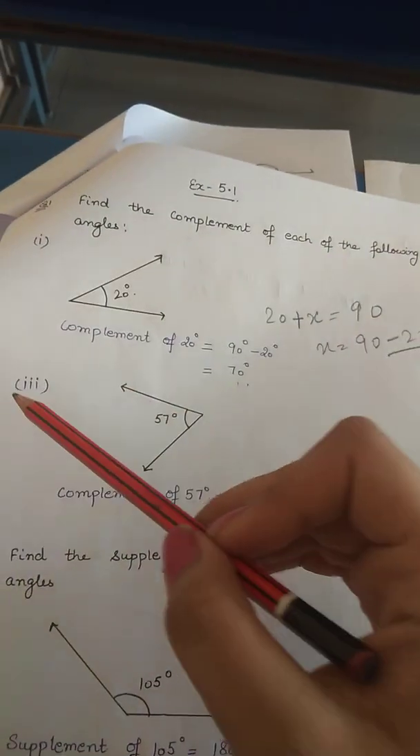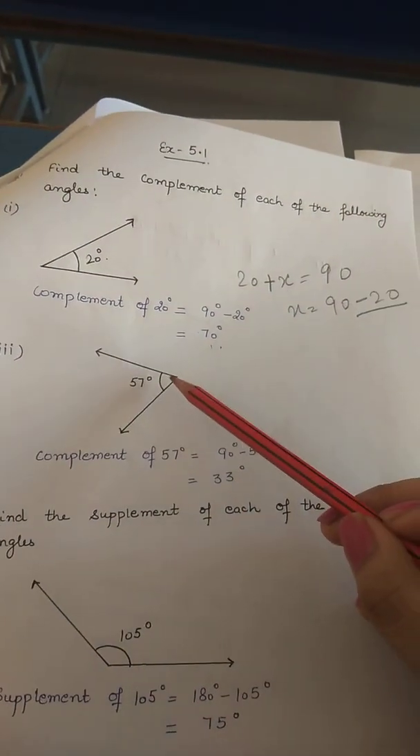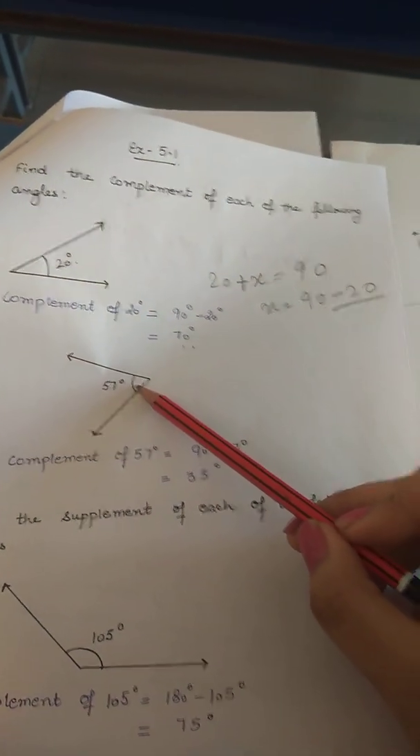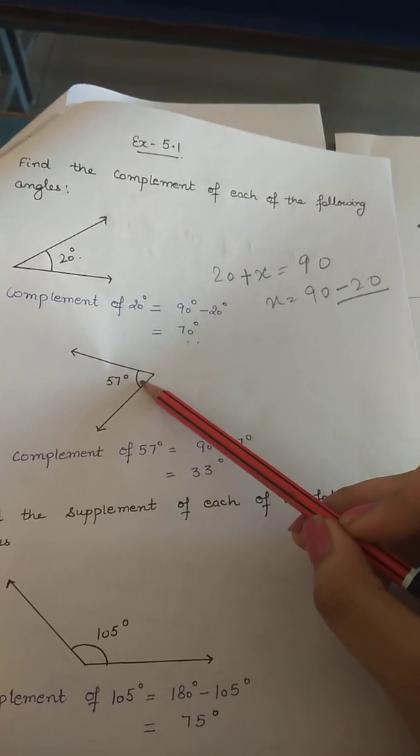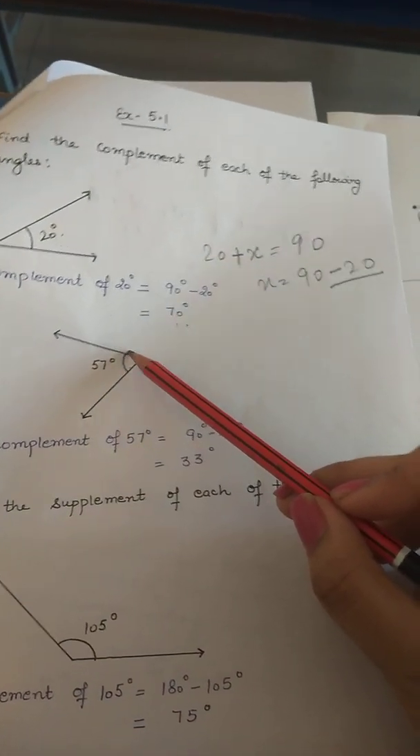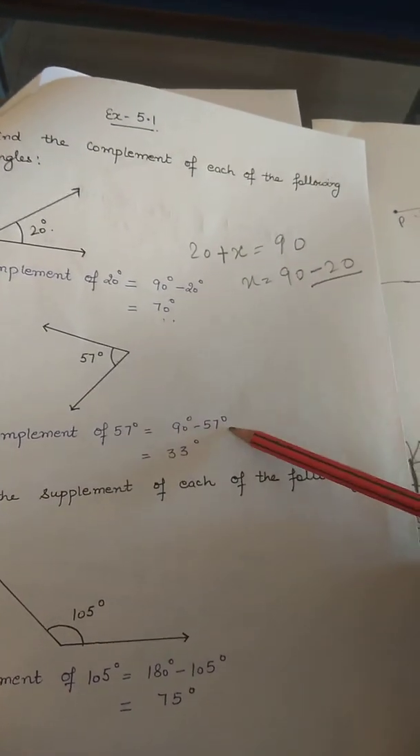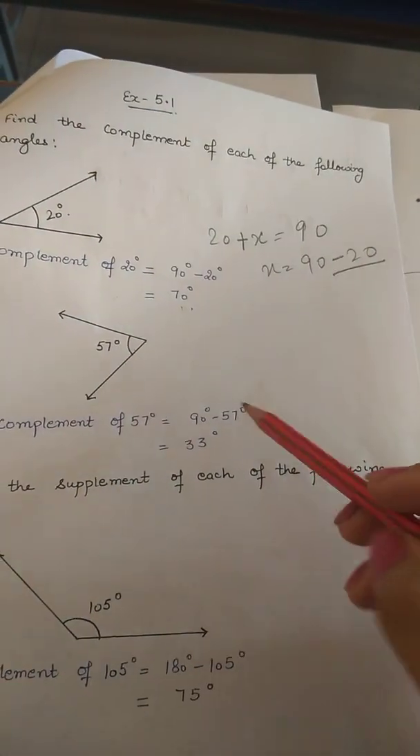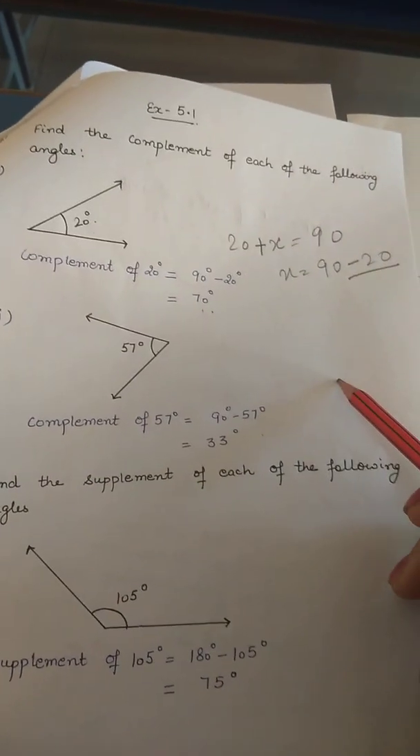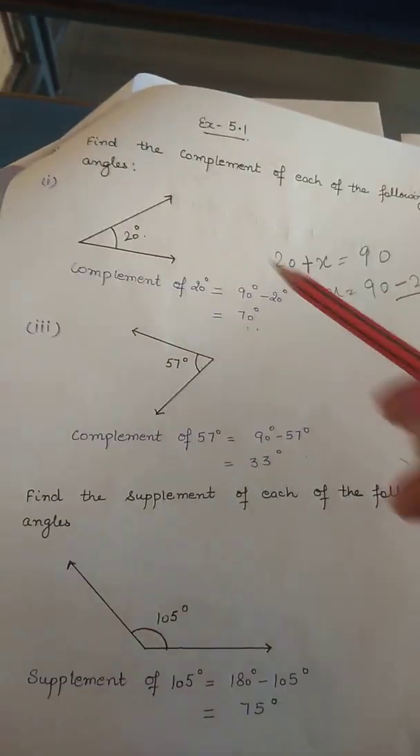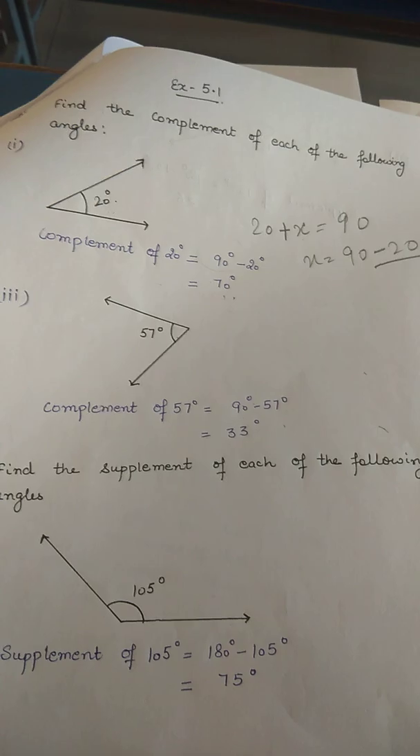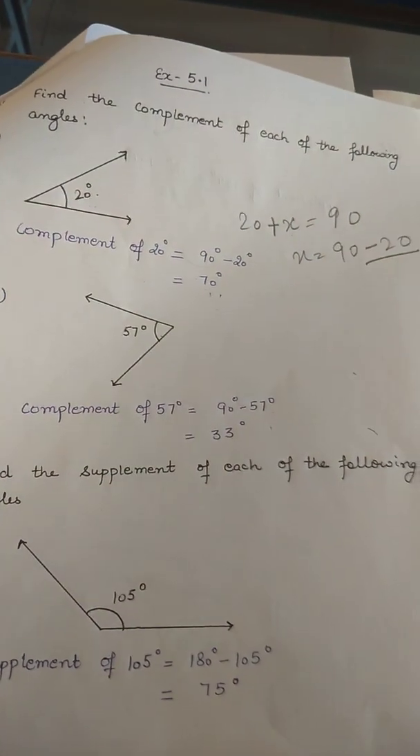Now question number 3. This is 57. Find the complement. So what will you do? Subtract 57 from 90 degrees. Then 90 minus 57 becomes 33. Understand? Now the remaining questions of the first question are your homework. Try to do them on your own.